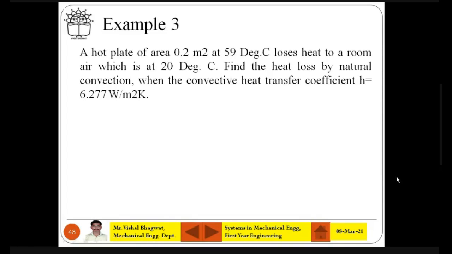So what is asked? Find out the heat loss by natural convection. That means Q. Heat loss by natural convection, that is Q. And the convective heat transfer coefficient is H, 6.277 watt per meter square Kelvin.